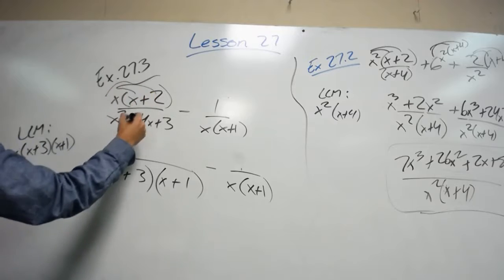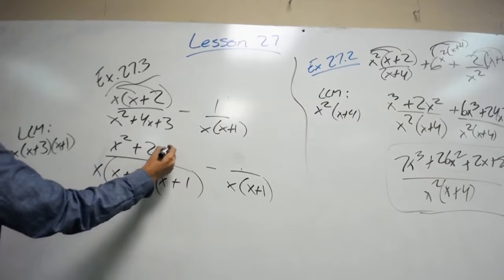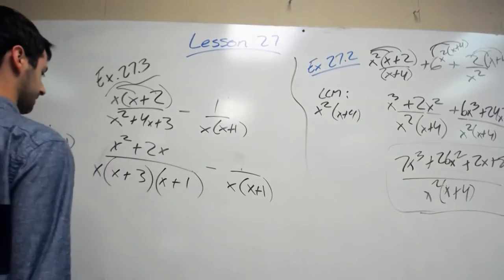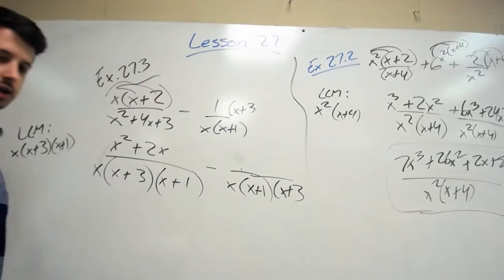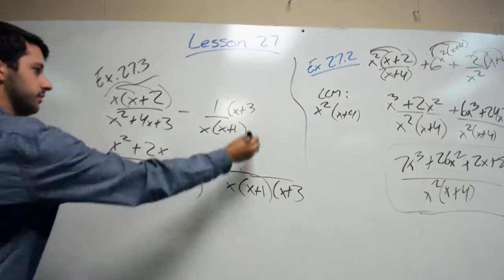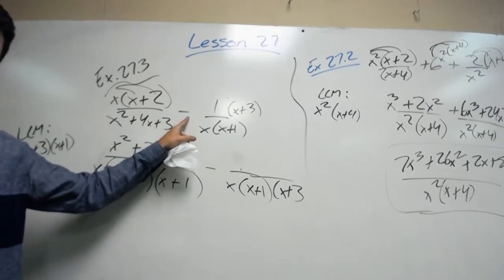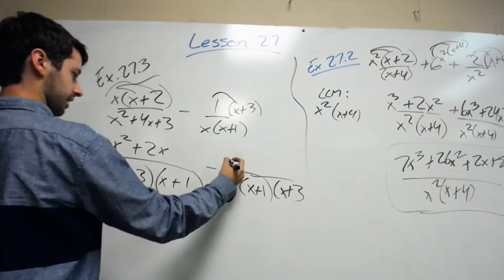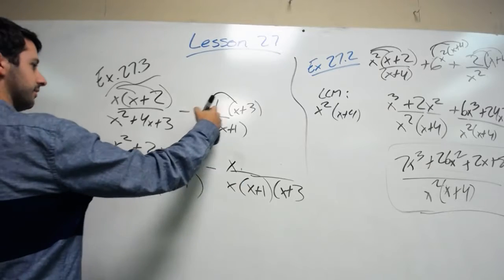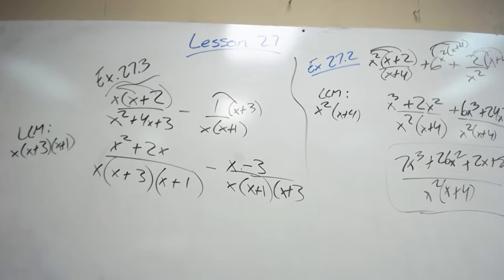Add it in here. Distribute in the numerator: x times x, x squared; x times 2, positive 2x. This one was missing x plus 3. Key note here: when we distribute this 1, do not forget that it is actually a negative 1. We have to distribute a negative 1 to the x and the 3. So negative 1 times x is negative x. Negative 1 times 3 is negative 3. Many students often mess that part up.